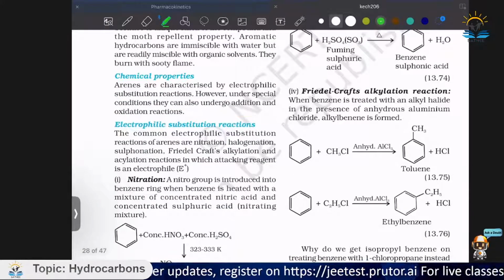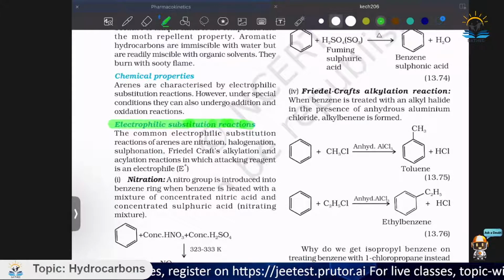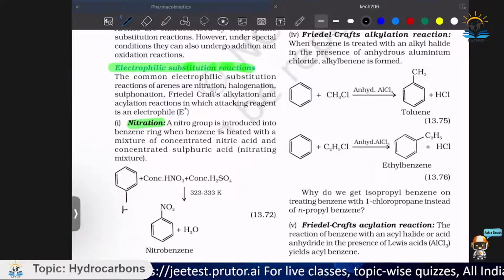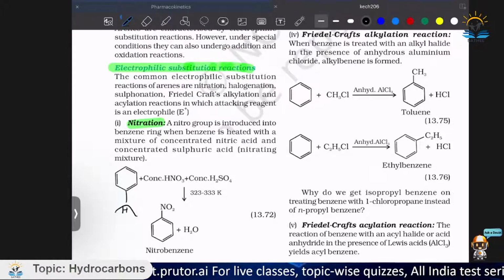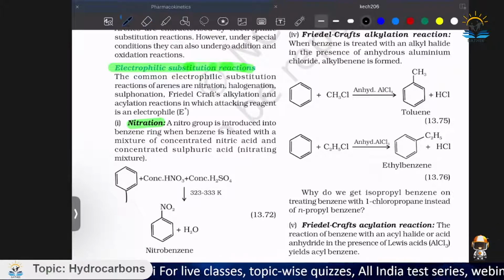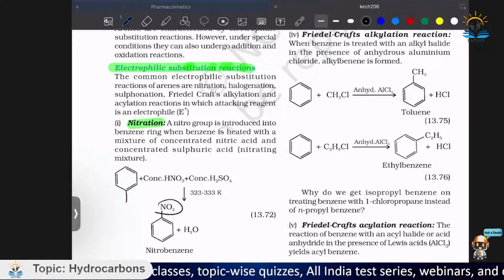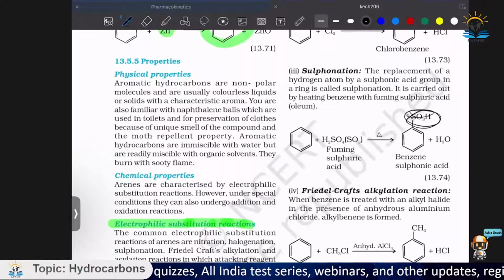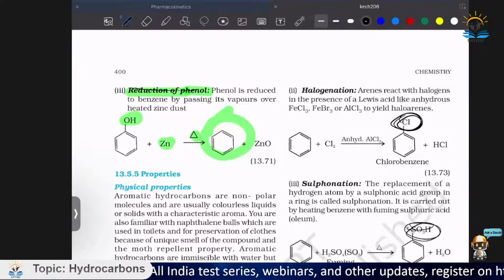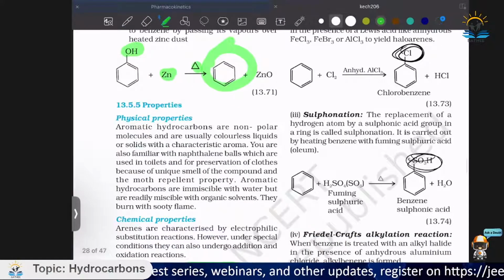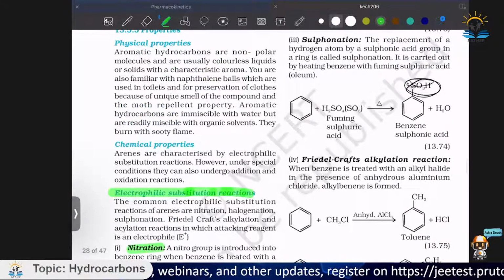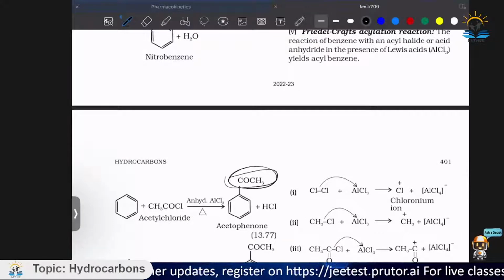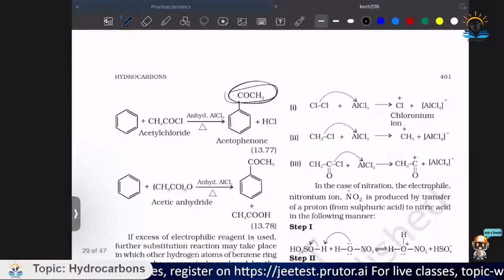Chemical properties: just remember they show ESR, electrophilic substitution reaction. For example, nitration. Electrophilic substitution is where an electrophile substitutes the hydrogen attached to the benzene. This will be substituted by some other atom or group. In nitration, it is NO2. In sulfonation, it is SO3H. In halogenation, it is a halogen. In Friedel-Crafts alkylation or acylation, for alkylation it is an alkyl group, and for acylation, it is an acetyl group.